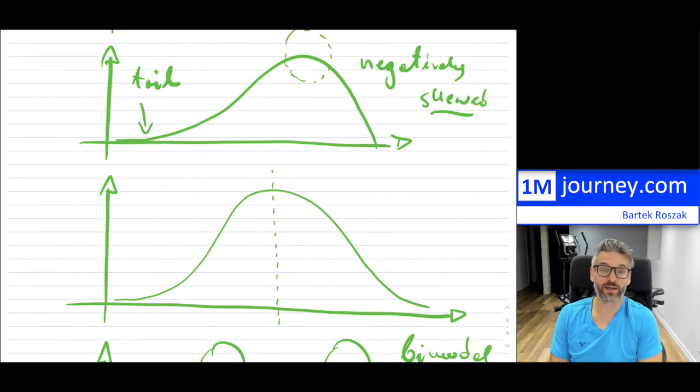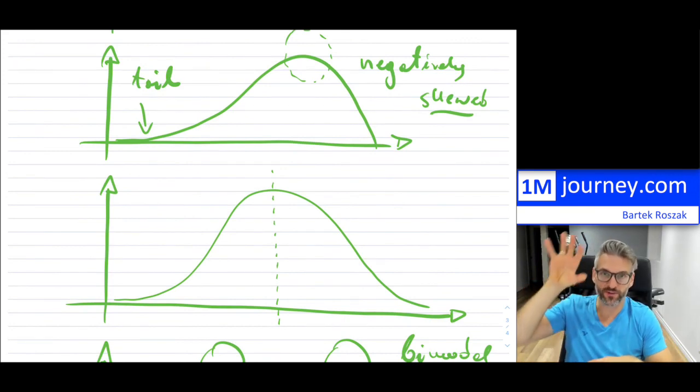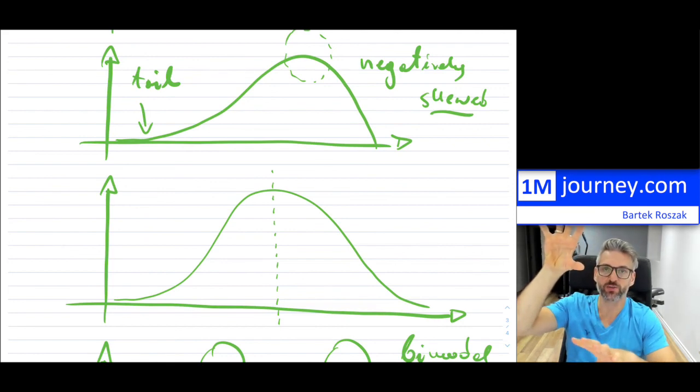I hope that you can distinguish the difference between discrete and continuous random variables, and what happens.